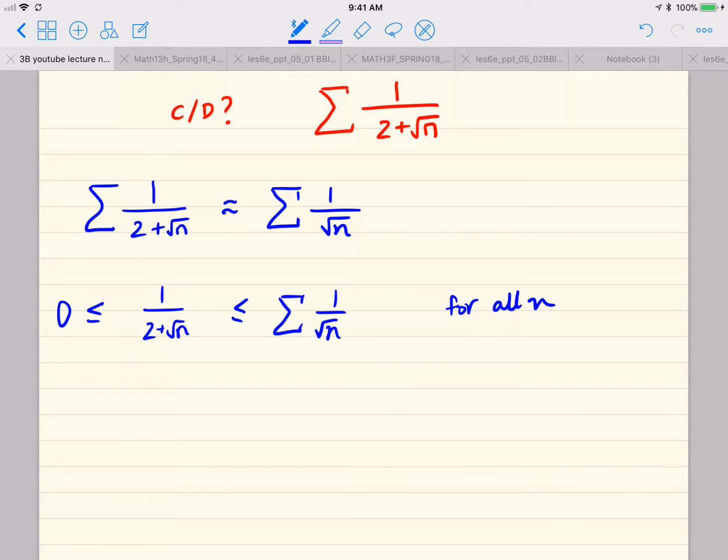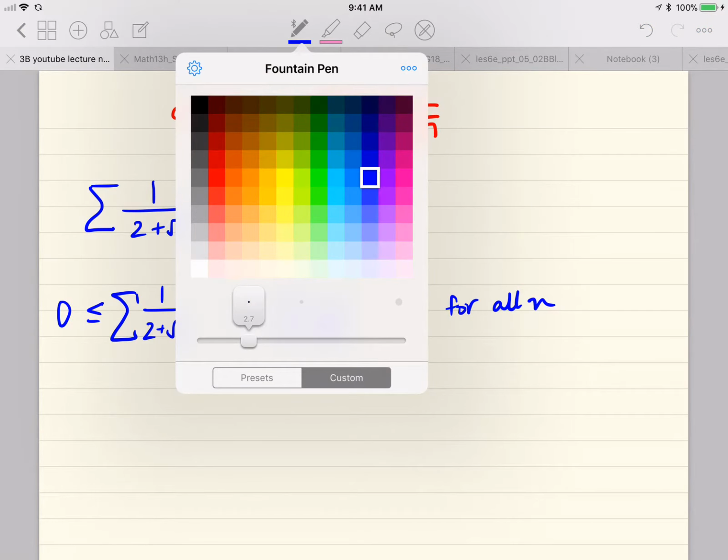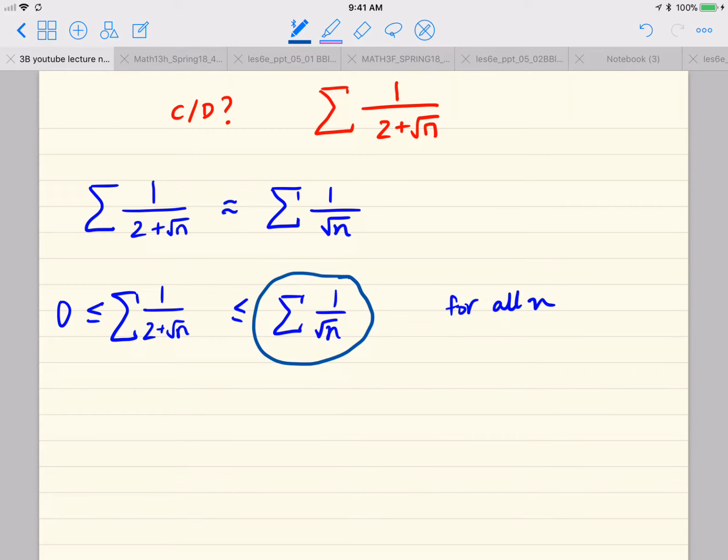So here we go. Now, let's look at the behavior of this series, of the larger series. Does it converge or diverge? It's going to diverge because it is a p-series, with p equal to 1/2. Just as a sidebar, we can rewrite this as 1 over n to the 1/2, right? So p is 1/2. Since p is less than 1, this series diverges.